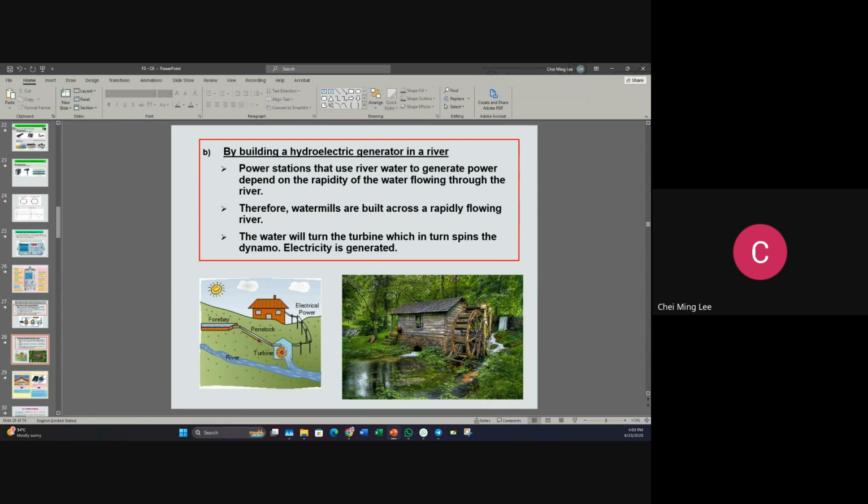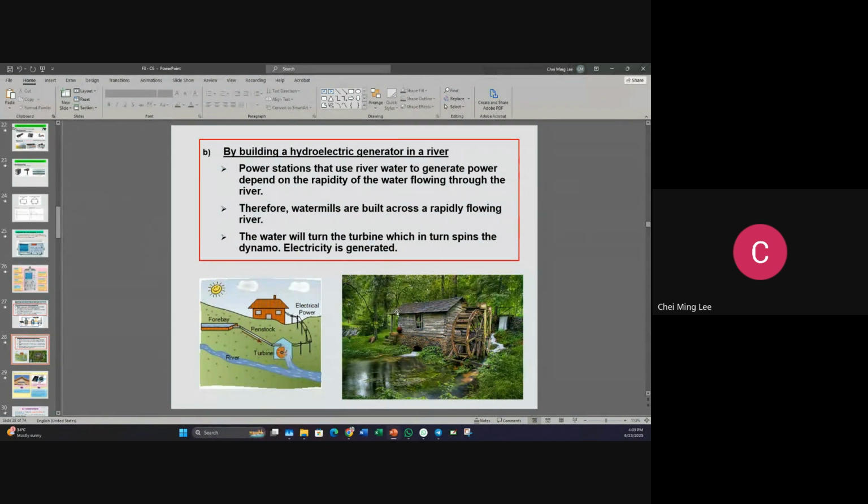The water will spin this water mill, and this will spin the generator, because there is a turbine and dynamo inside. With this, the electricity will be generated.